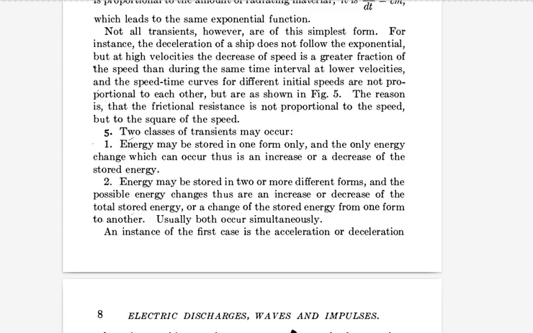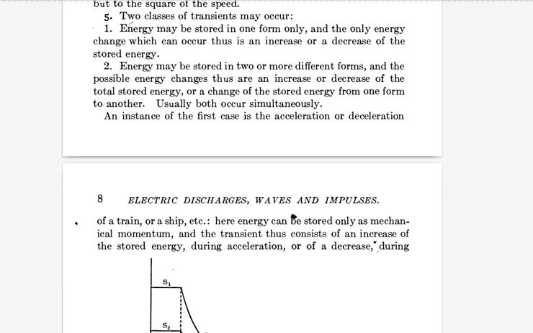5. Two classes of transients may occur. 1. Energy may be stored in one form only, and the only energy change which can occur thus is an increase or decrease of the stored energy. 2. Energy may be stored in two or more different forms, and the possible energy changes thus are an increase or decrease of the total stored energy, or a change of the stored energy from one form to another.